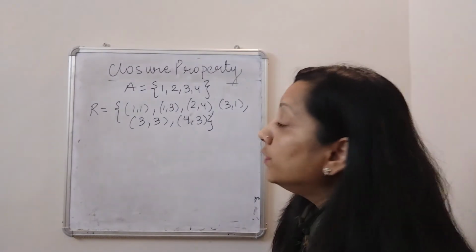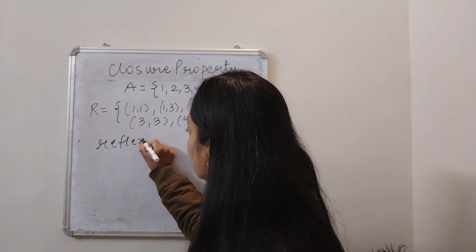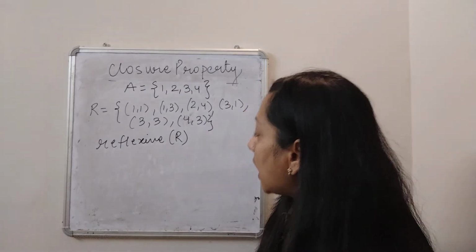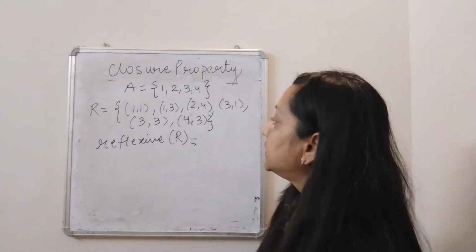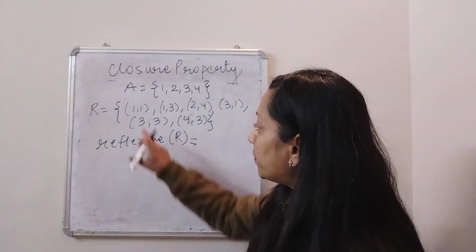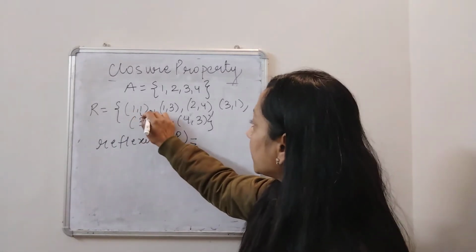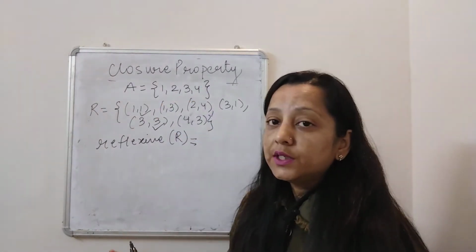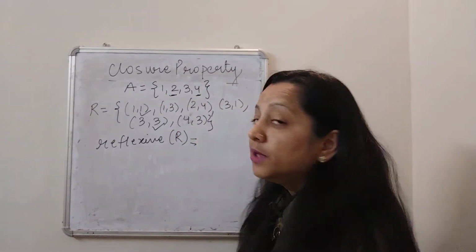Now how will I achieve the reflexive closure? If I want the reflexive closure of this particular set R, how will I achieve this? Please look here. As per the reflexive property, both the first and second elements of the coordinate pair must be the same. So (1,1) I have here, then (3,3) I have here. This implies for all the elements of set A: (1,1) is here, (3,3) is here, but (2,2) and (4,4) are not here. That means these two elements are missing.